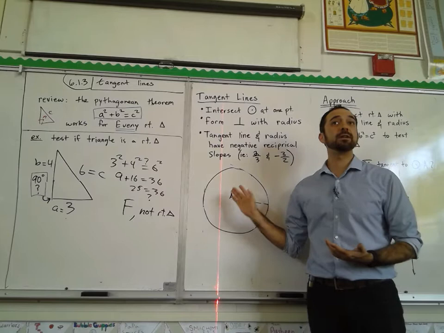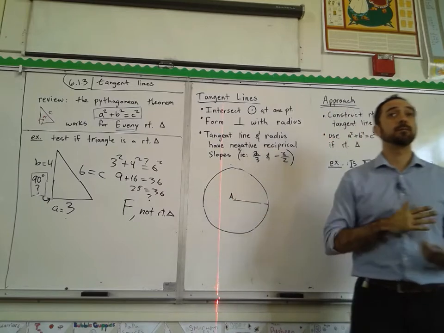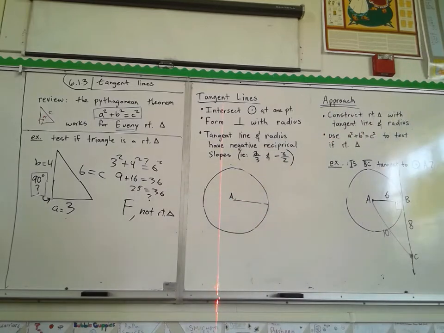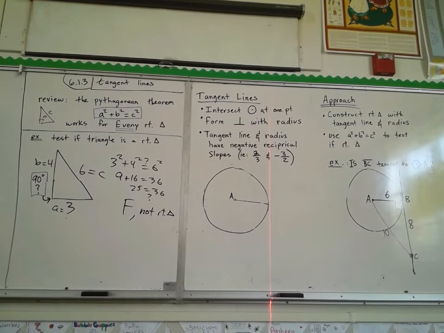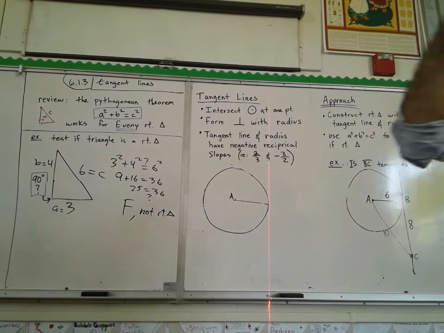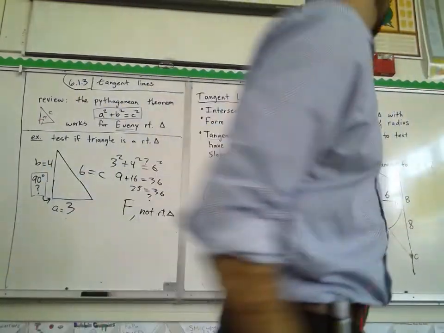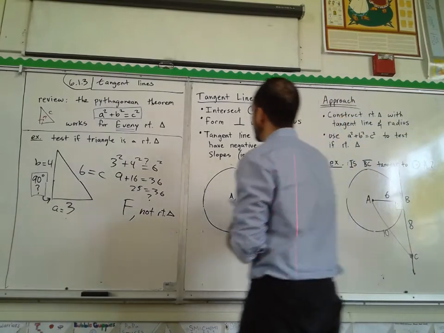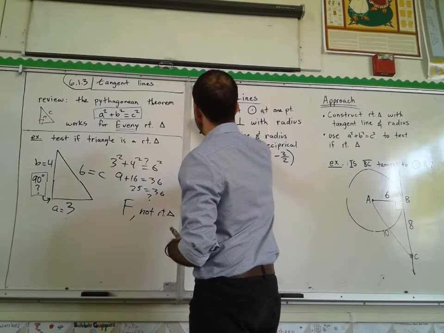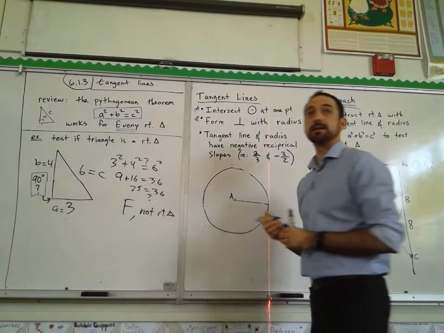So what do I need to do to this laser? Move it somewhere, right? All right, you tell me when it becomes a tangent line. Right about there? It touches it at one point. And now, we're using these two conditions to prove that it is definitely a tangent line.